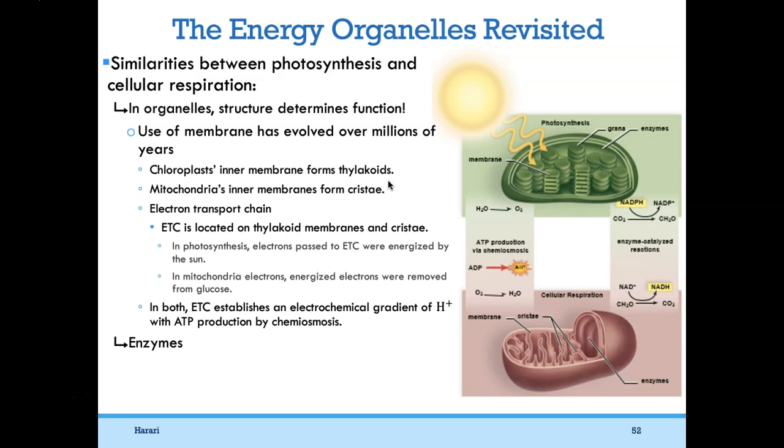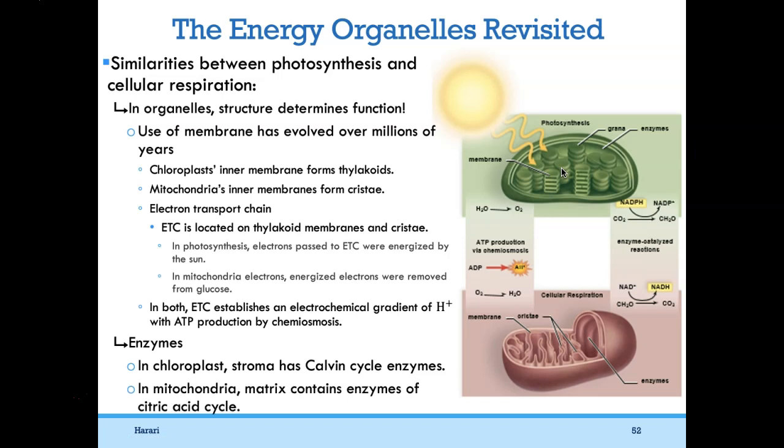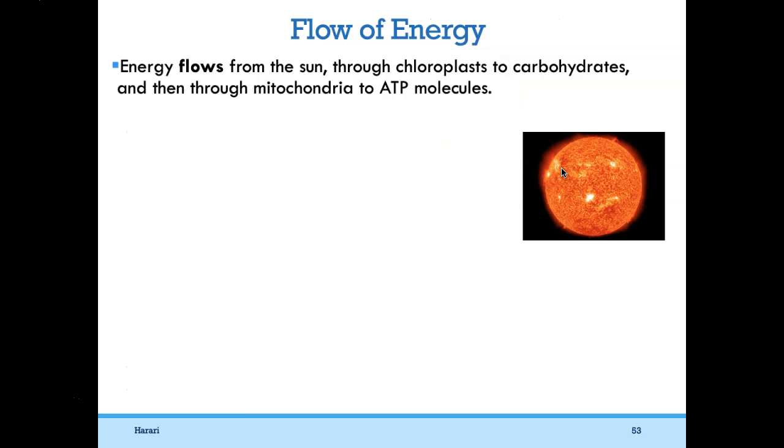Another connection is that just like the matrix of the mitochondria and the stroma, those are the liquidy spaces around the organelles. That's where all the enzymes are. So in the chloroplast, the stroma has all the Calvin cycle enzymes, and in the mitochondria, the matrix has all the Krebs cycle enzymes. So again, here's another similarity.